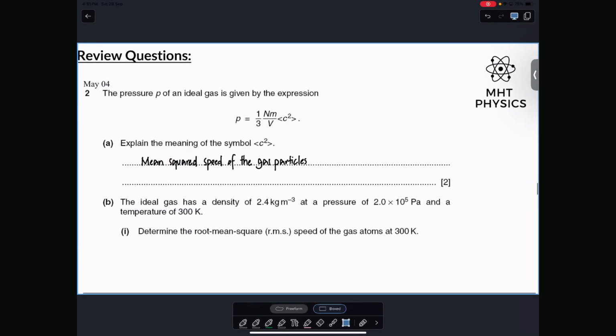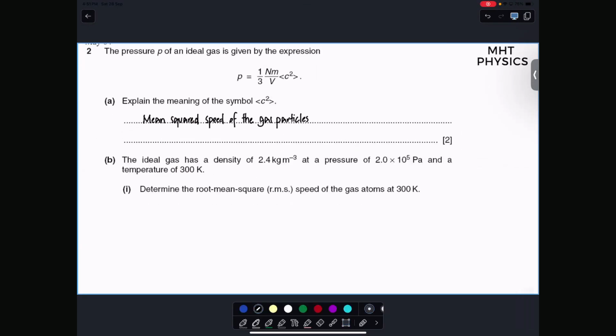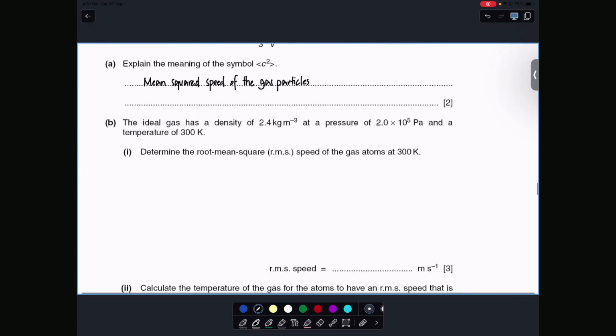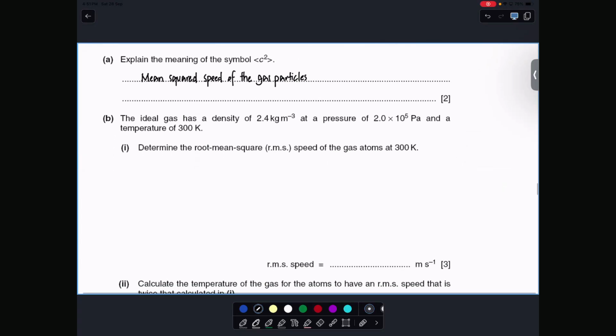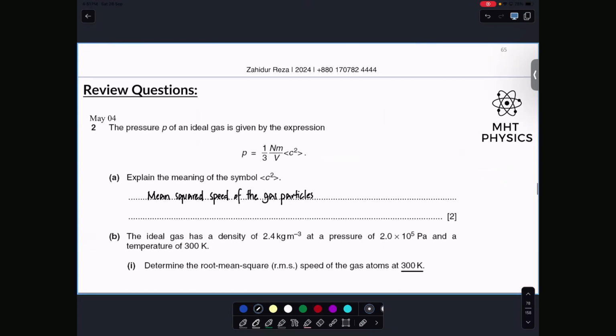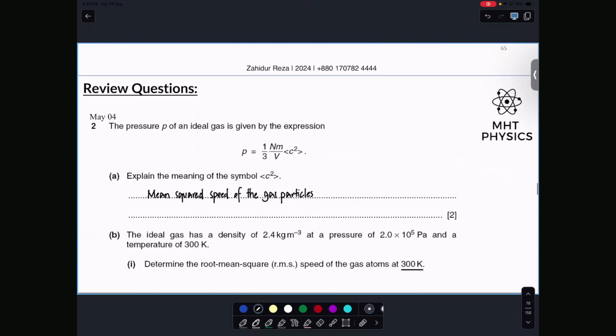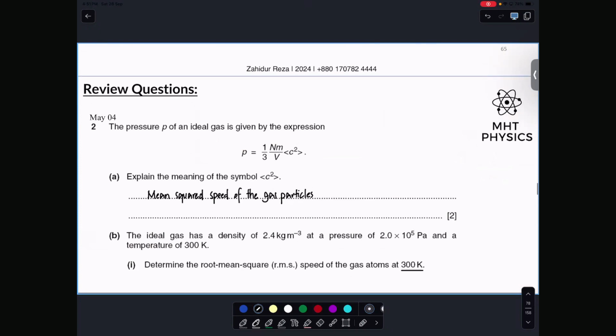Okay, let's move on. Next, the ideal gas has a density of 2.4, pressure of that much, and a temperature of 300 Kelvin. Determine the root mean square speed of the gas at 300 Kelvin. Mean and square. There's some students who just say mean velocity. So they'll get just 1 mark.